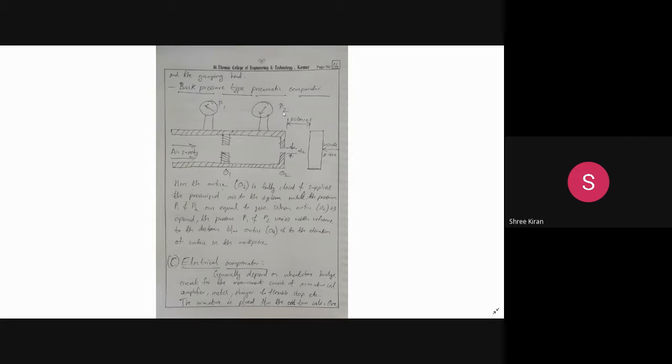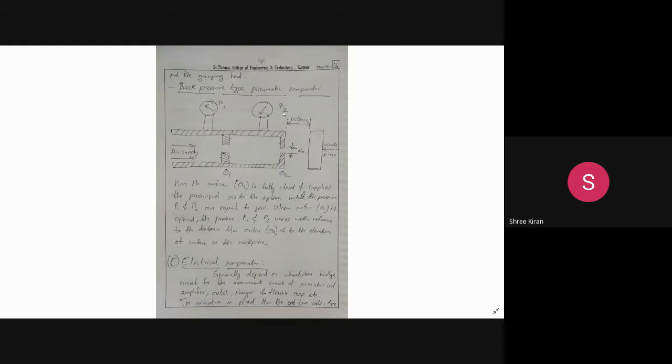The second one is the back pressure type pneumatic comparator. In the back pressure type pneumatic comparator, the arrangement is shown, where we have an orifice which is fully closed and supplies the pressurized air into the system until the pressures P1 and P2 are equal to 0.